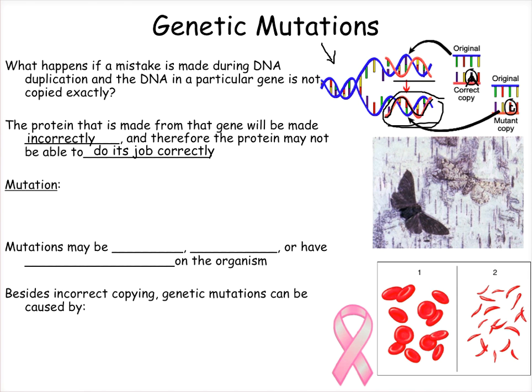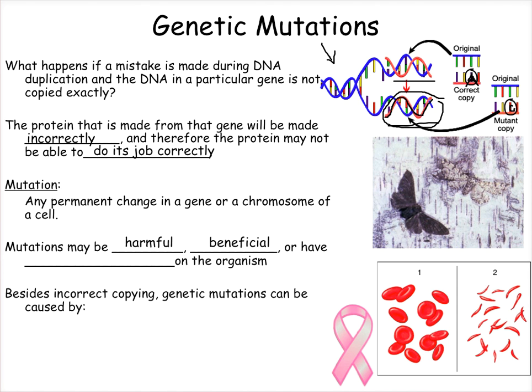We call this type of occurrence a mutation, which we'll define here as any permanent change in a gene or in a chromosome of a cell. Now, the word mutation has all kinds of negative sounding connotations, but the reality is that while some mutations may be harmful, they may also be beneficial, or they may have no effect at all on the organism. Let's look at a couple of examples.